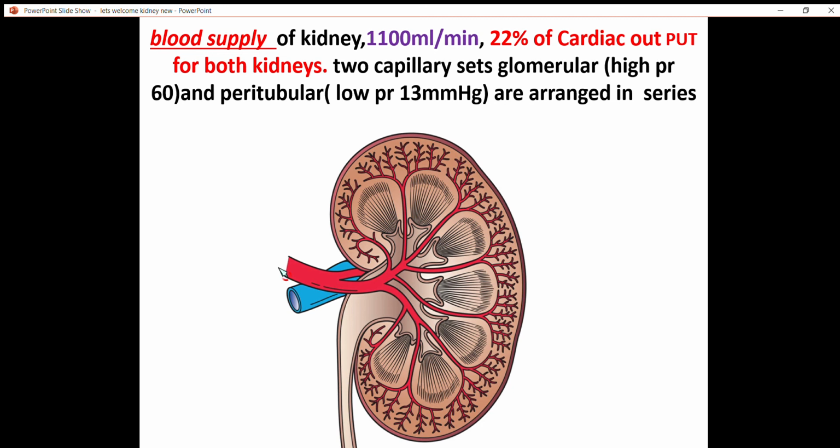So here you can well understand that a huge blood supply is received by the kidney. That is 1100 ml per minute, 22% of the cardiac output, for both kidneys. Two capillary sets: the glomerulus, this high pressure capillary network, and the peritubular capillary network, which is low pressure. Here the pressure is high, approximately 60 millimeter of mercury, and the peritubular capillaries have just low pressure, 13 millimeter of mercury. They are arranged in series, one after another.